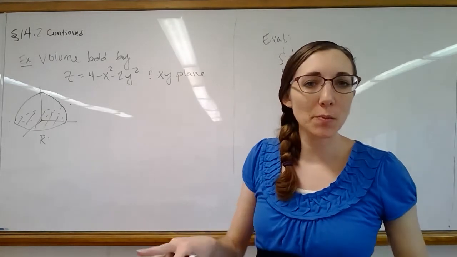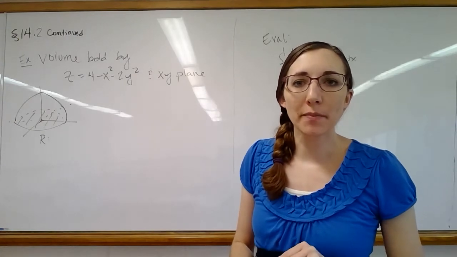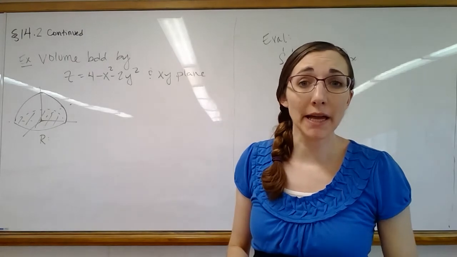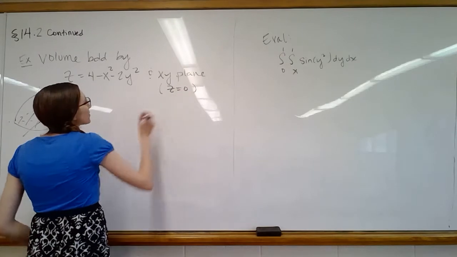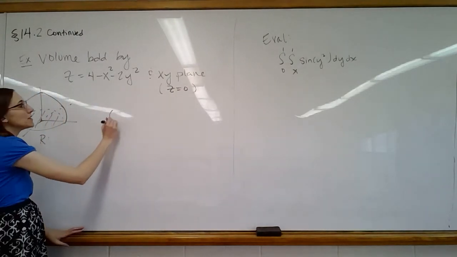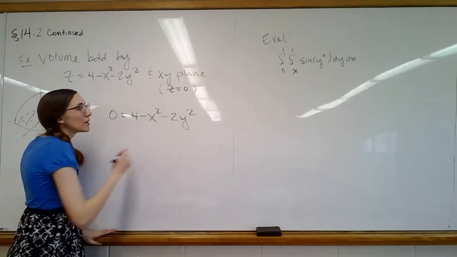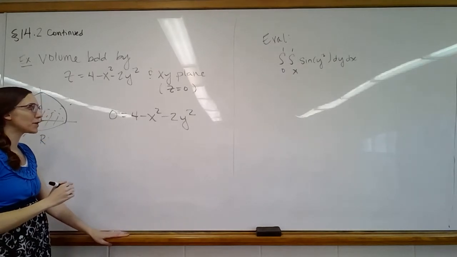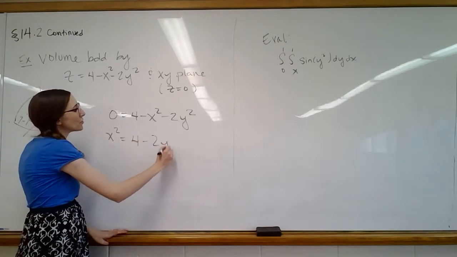In this example, I just want to point out one interesting thing that we could see with it. So we've got volume bounded by this paraboloid surface and then the xy plane, which, remember, the xy plane is going to be z equals 0. So again, we would look for the intersection of those two, which is just going to be 0 equals 4 minus x squared minus 2y squared. A little simpler in this one because we're already pretty well set up, right? I could just solve for x squared, which is 4 minus 2y squared.